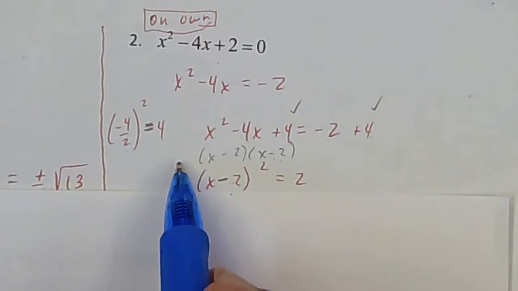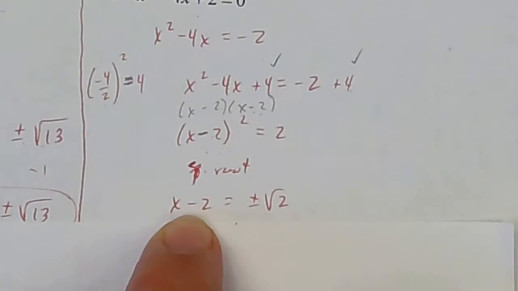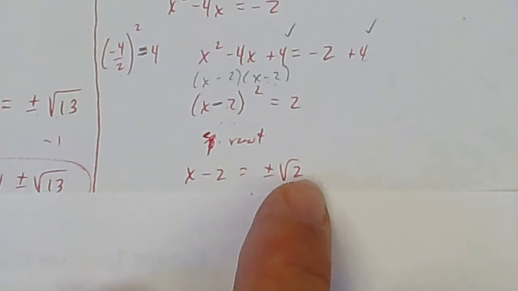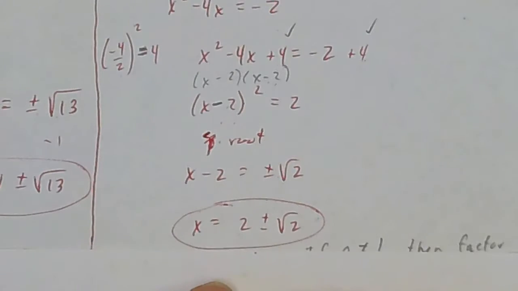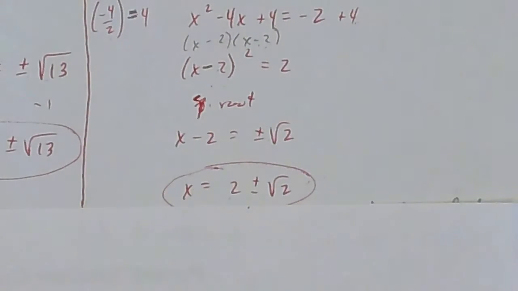Now we're ready to use the square root. So square root both sides to get x minus 2 on the left, plus or minus square root of 2 on the right. Okay, add 2. There's the answer. Okay, now when a is not 1 on 3 and 4, we've got other ways to find the vertex and solve the problem using the quad formula.